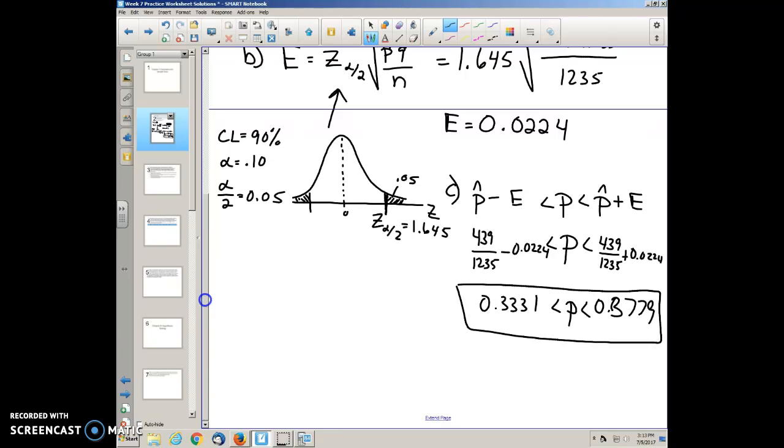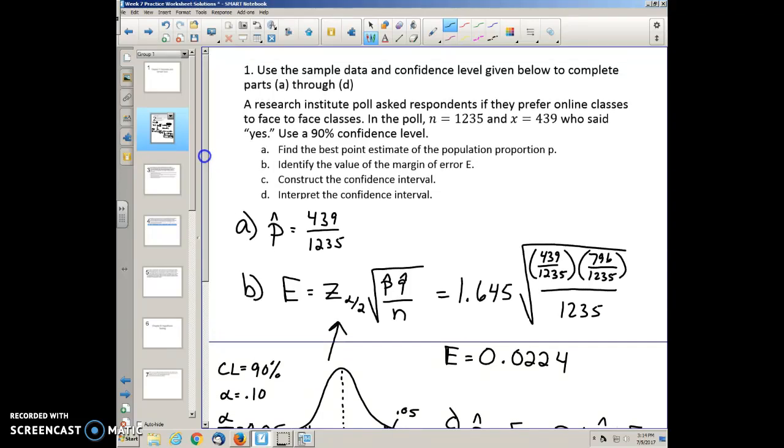I'm just going to read how you interpret this rather than write it. So for D, we can say with 90% confidence that the interval from 0.3331 to 0.3779 actually does contain the true population proportion of those who would say yes to that they prefer face-to-face classes or online classes to face-to-face.